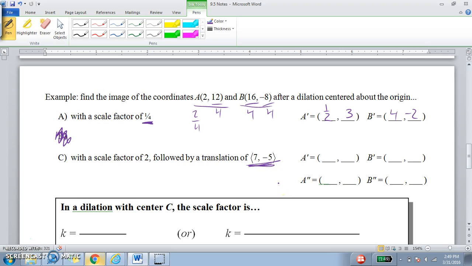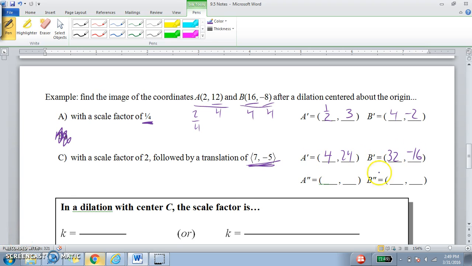So let's do a scale factor of 2 first. So if we take these points, we're using the same points, A and B. So we're multiplying everything by 2. So 2 turns into 4, 12 turns into 24, 16 turns into 32, -8 turns into -16.